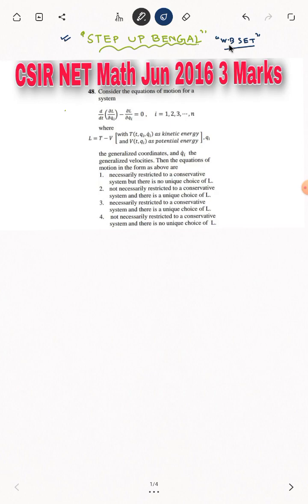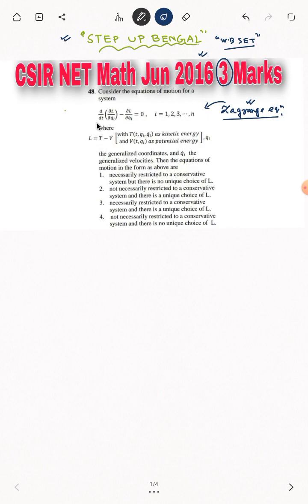Up to this we have studied the Euler-Lagrange equation, or sometimes it is called simply Lagrange equation, which is given in this particular question. Now we will go deeper into Lagrange equation and try to solve a question of 3 marks, that means single choice, in CSIR Net Math June 2016 question paper.